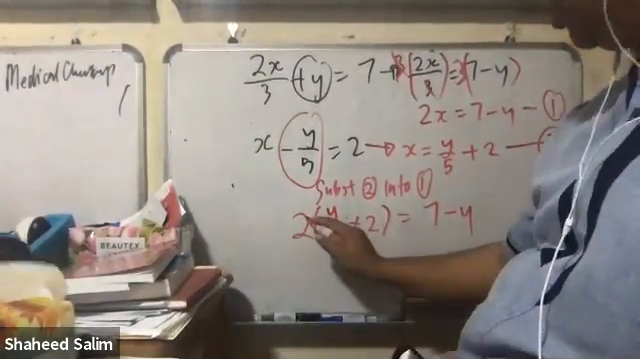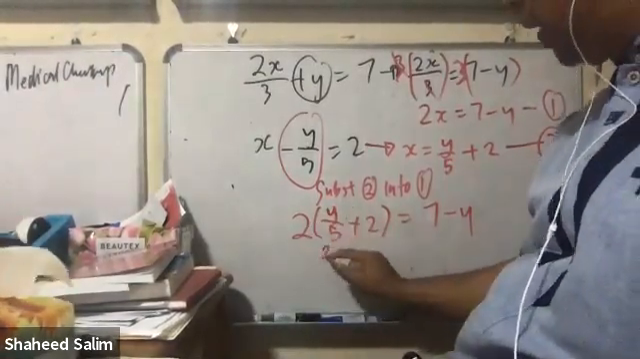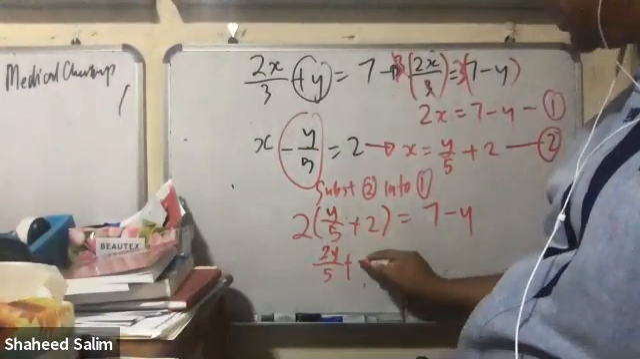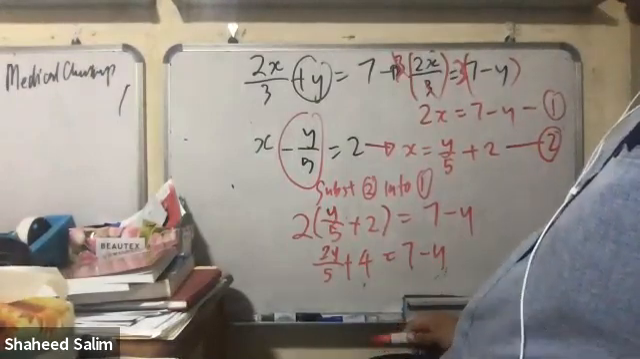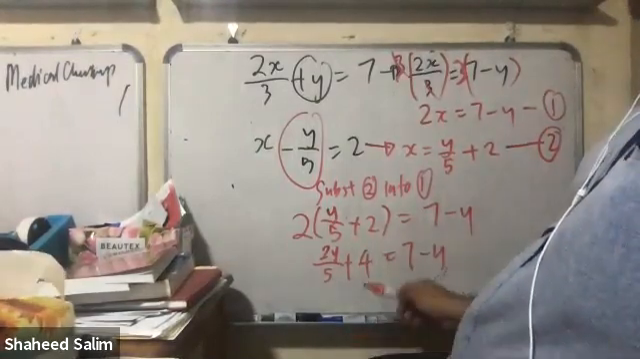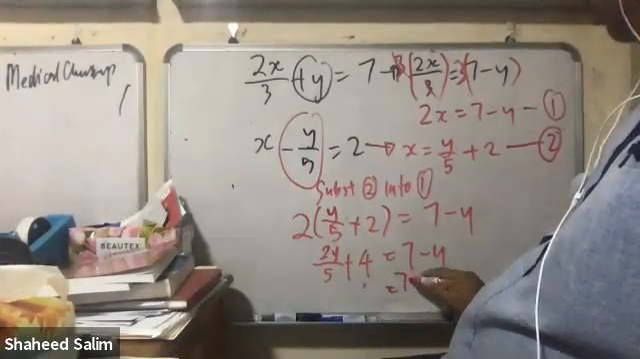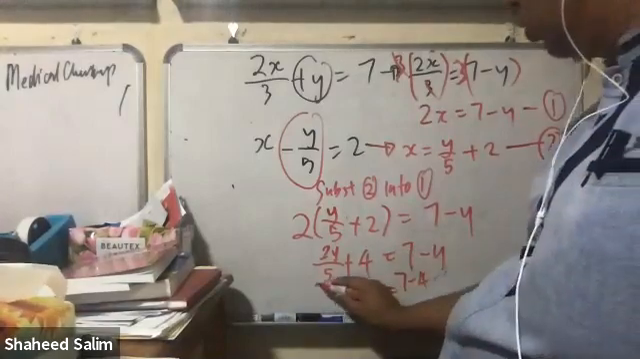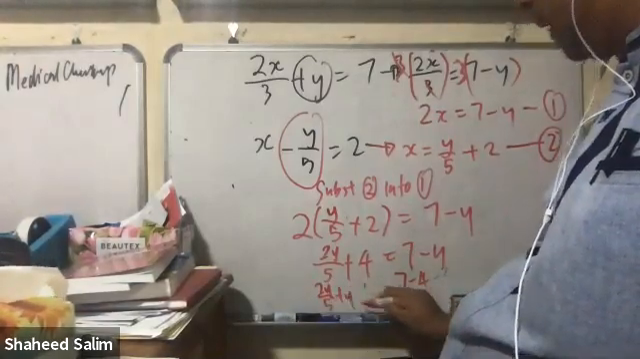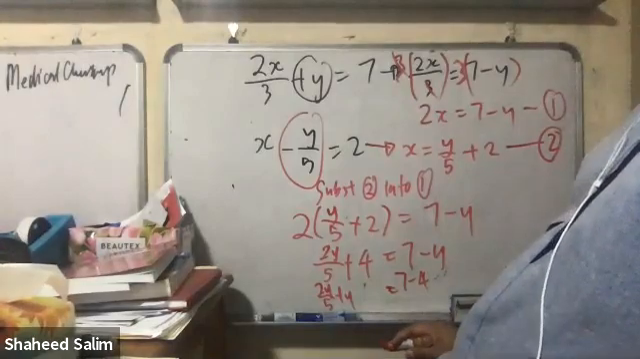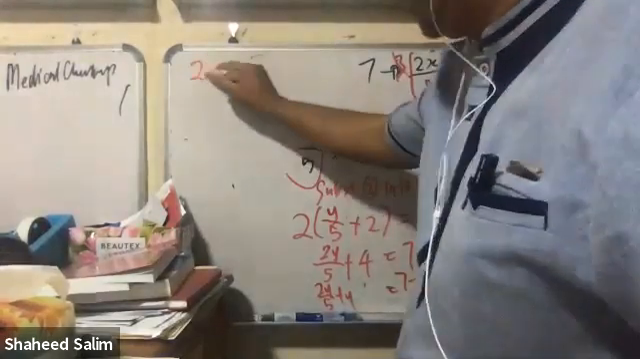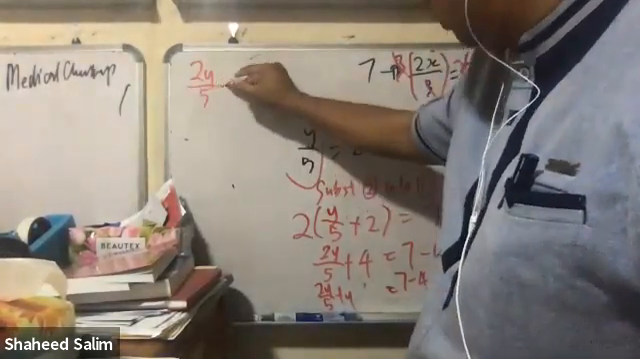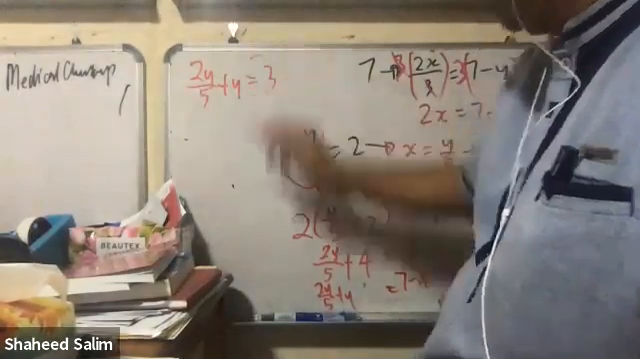So you times it out. 2 times y over 5, 2 times y is 2y. 2y over 5 plus 2 times 2, 4 equals to 7 minus y. So you bring the y over and then bring the 4 over the other side, which is 7 minus 4. Bring the y over, 2y over 5 plus y. So you get 2y over 5 plus y is equals to 3.